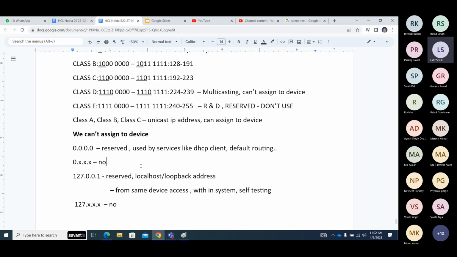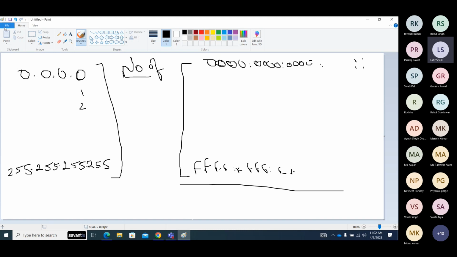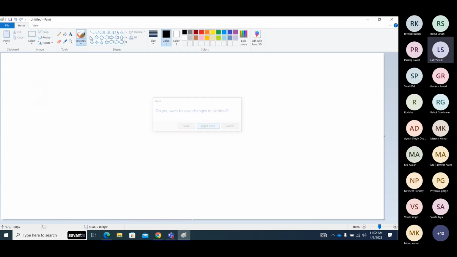And 127.0.0.1 is also a reserved IP address for loopback or localhost. Irrespective of whether it is used or not, this 0 to 127 is completely class A only.